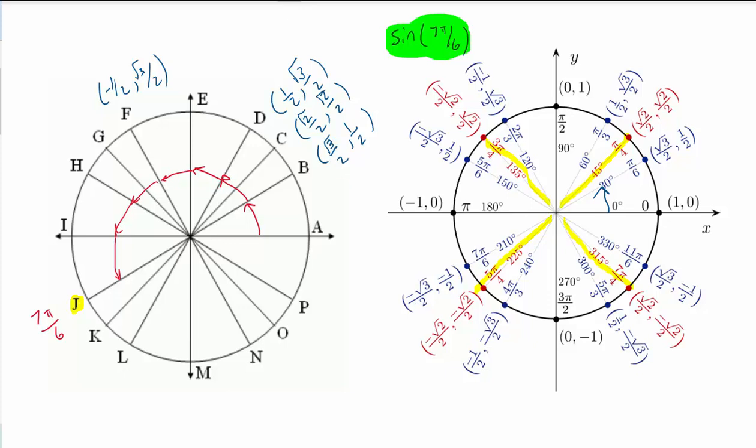And since point J is directly across from point B, its coordinates would be the same as these, except they would both be negative because point J is in quadrant 3. So J would have coordinates negative radical 3 over 2, comma, negative 1/2. So if you were asked for the cosine of 7 pi over 6, you'd get negative radical 3 over 2. But since the question I posed here was the sine of 7 pi over 6, of course you'd use the y value of the point on the unit circle, so that would be negative 1/2.